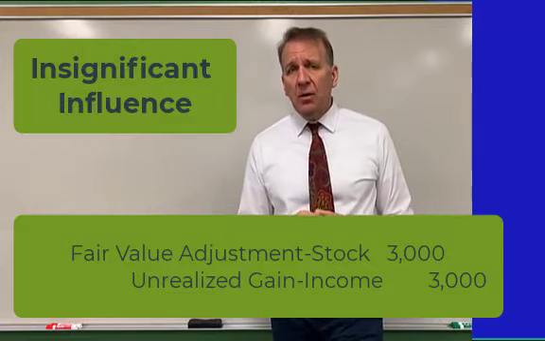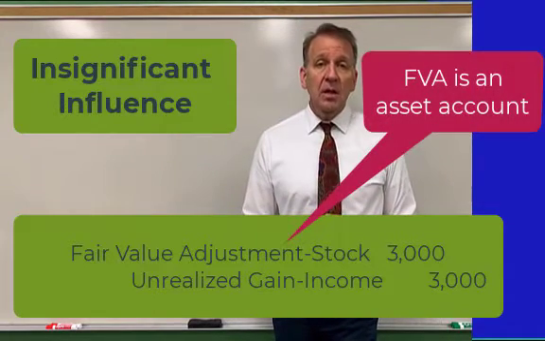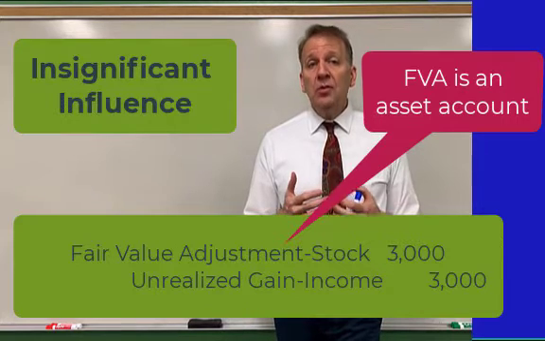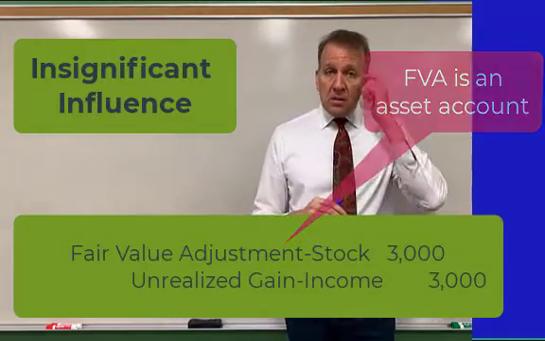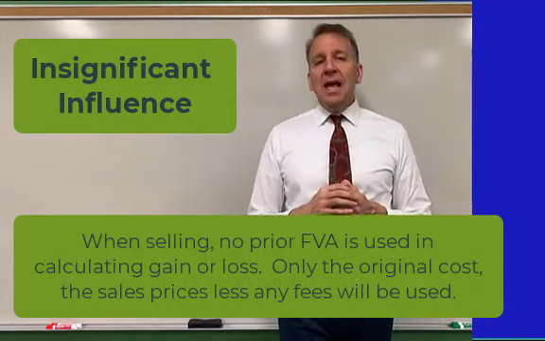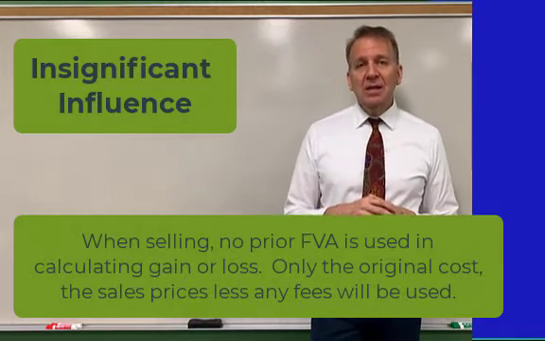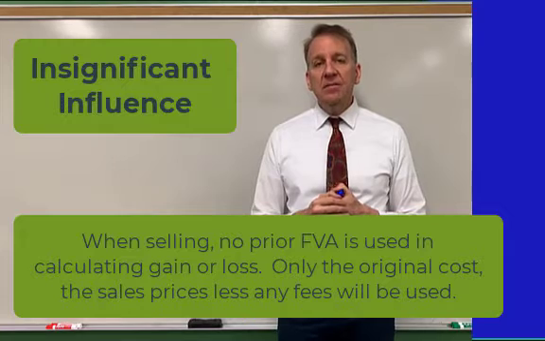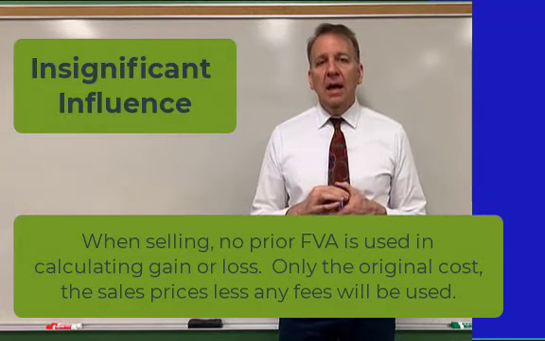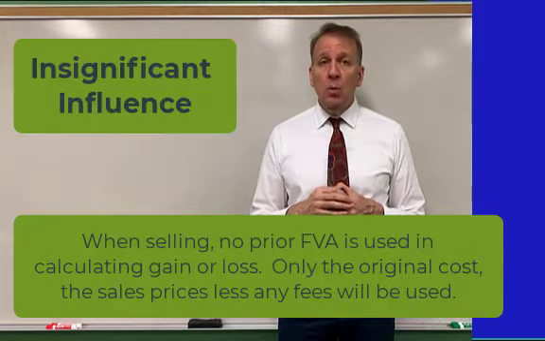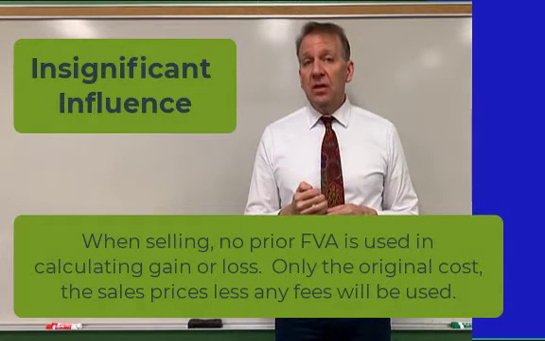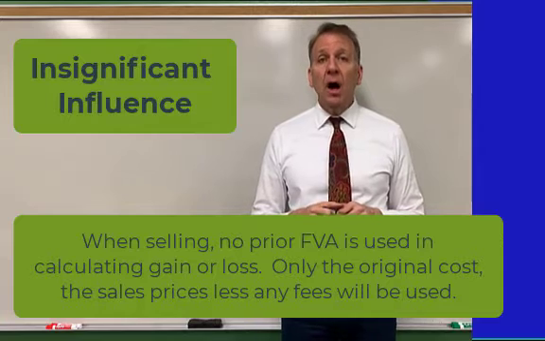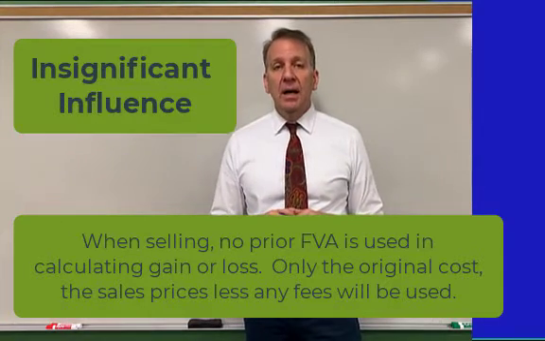This fair value adjustment account that we debited $3,000 is an asset account. It's going to go with this portfolio. Okay, it's going to go with this portfolio of insignificant influence, and it's going to, in this case, increase that portfolio by the $3,000. Okay, so it is on our balance sheet. And then just like with the available for sale and trading from the previous video, when we sell these insignificant influence voting stock, we don't look at the fair value adjustment account. When we sell it, we just look at our original cost and our sales price less any fees. And that's how we would calculate any gain or loss on the sale of insignificant influence investments.